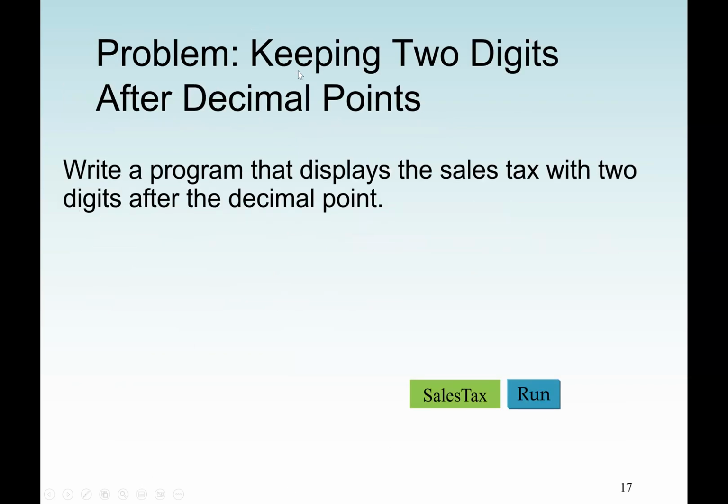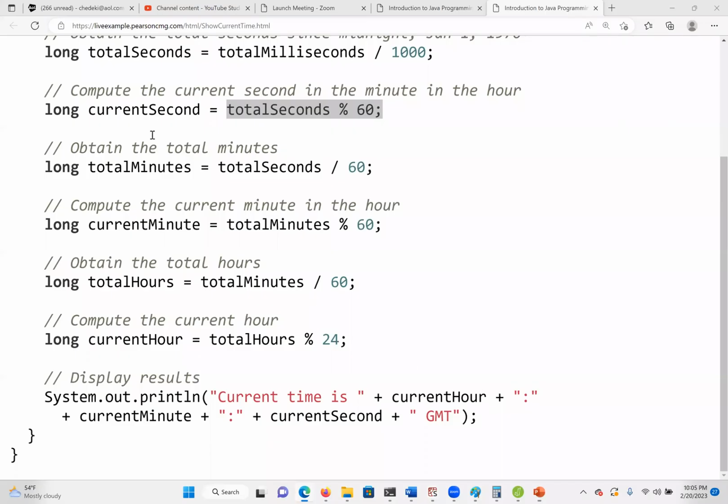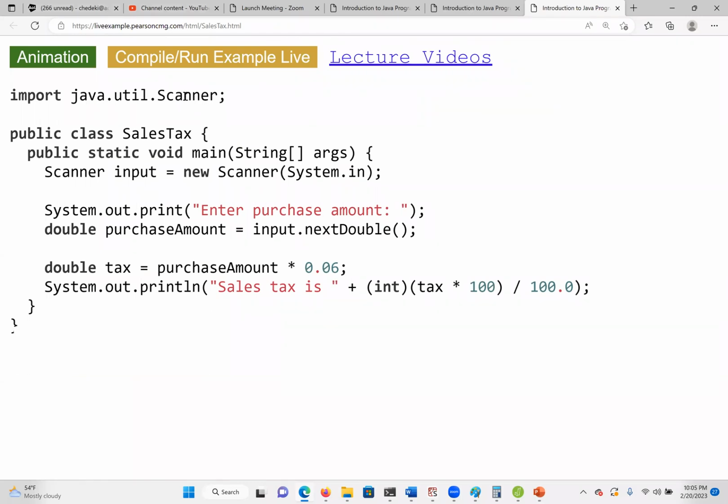Now let's see the next problem. Keep it to 2 digits after the decimal point. So in our program here, again, we import our Scanner class because we want to create a Scanner input object. Now we are going to ask the user to enter the purchase amount. The user uses the input object of the Scanner class with nextDouble because the data type is double, so we input the decimal value. Then we find the tax. Tax will be the purchase amount times 6% or 0.06.